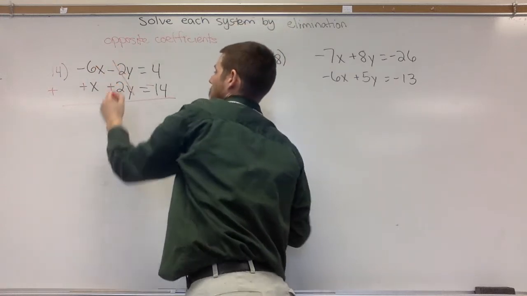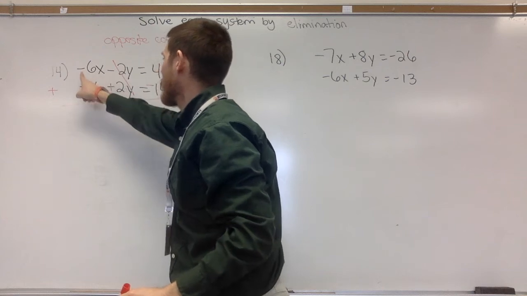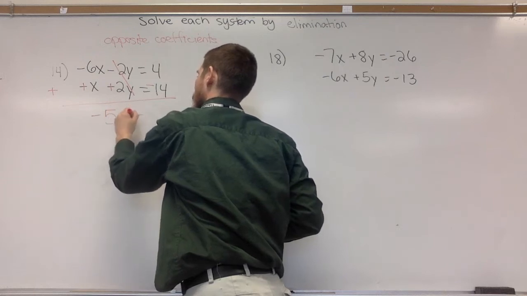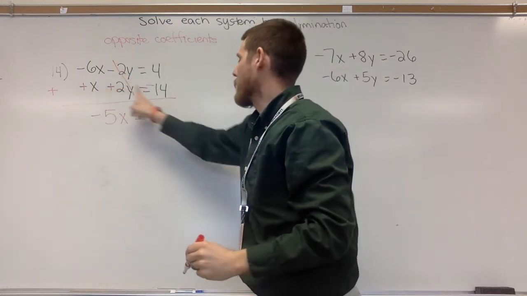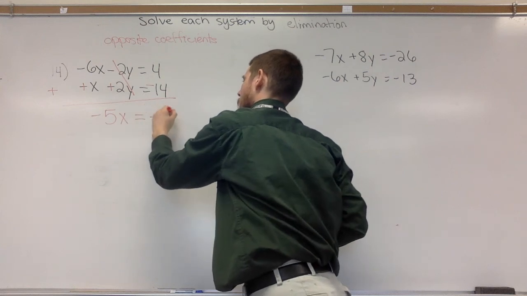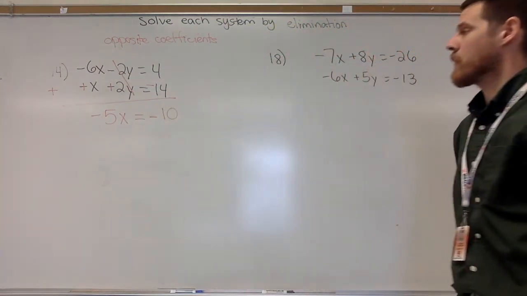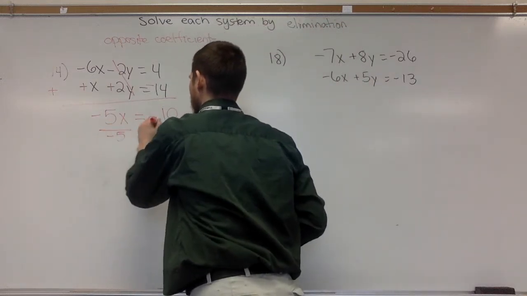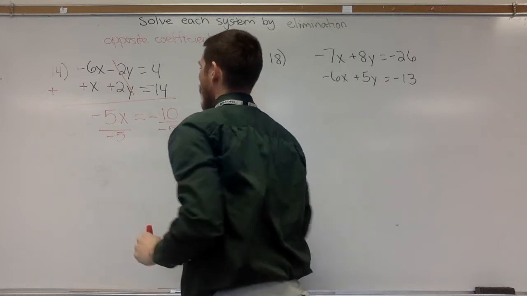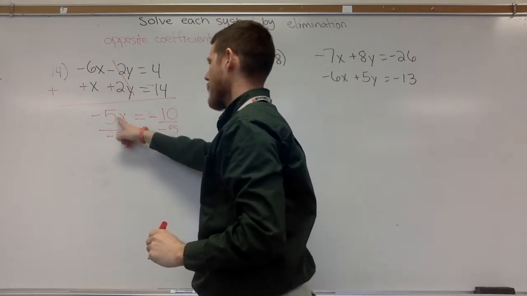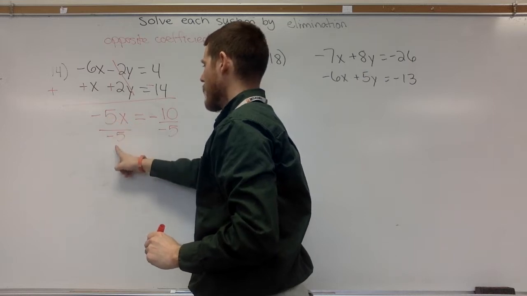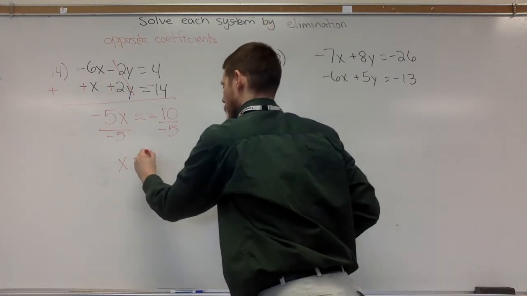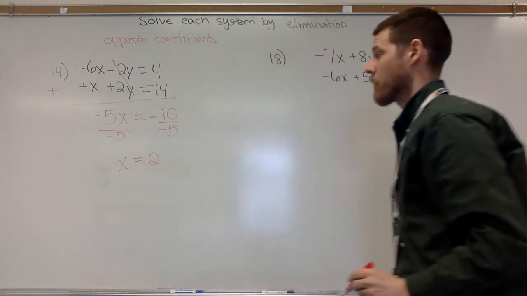So I know those are going to be gone, but notice -6 plus 1 is -5x. 4 plus -14 is -10. By doing that one simple step, I've already gotten to the point where I can get the answer for x. I use division because I want to keep the x there. I just want to split off the -5. Division will do that. And now I'm left with a negative over a negative as a positive. I'm left with an answer of 2.